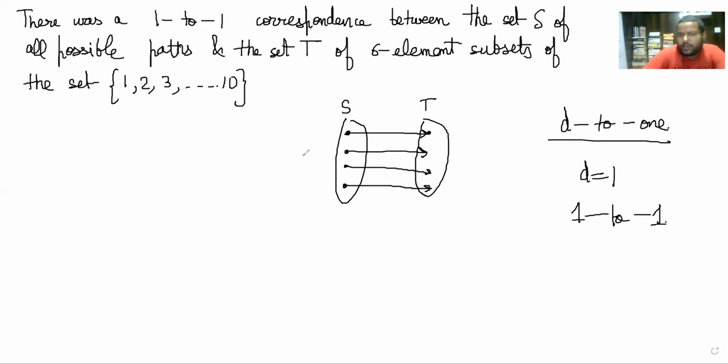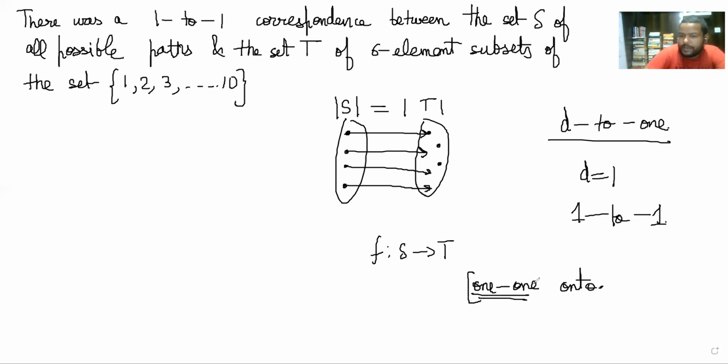So if it is 1-to-1 like this, then obviously we can say that mod of S will be equal to mod of T, right? Actually, if the function is defined from S to T, you have to ensure that there are no elements left over here which have nothing linked here. So if you know a little bit of theory of functions, this is called a 1-1 onto function. 1-1, we know what it means.